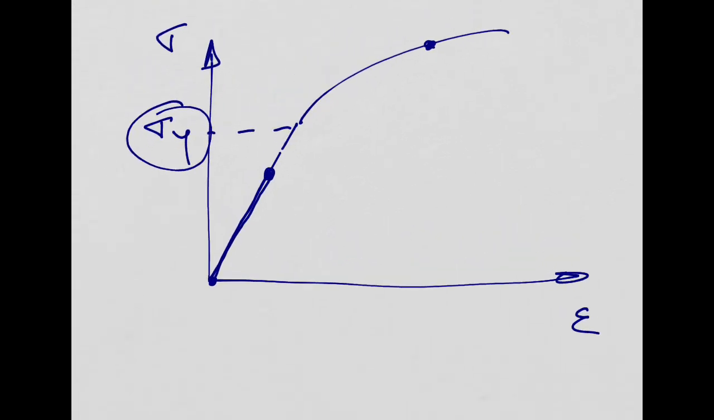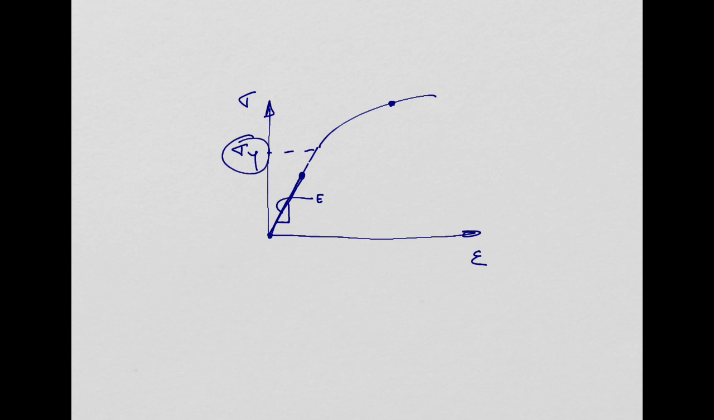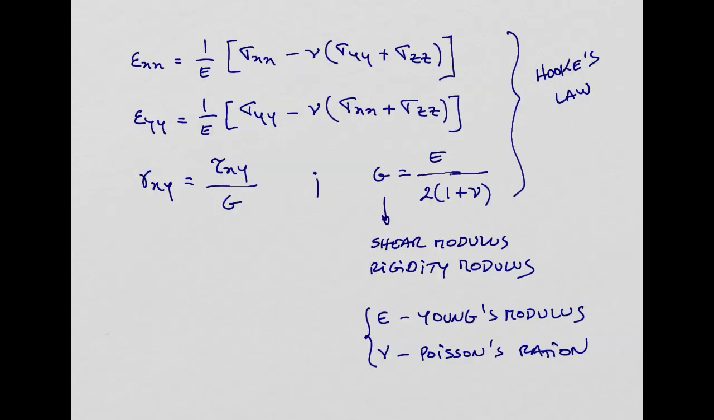So no permanent strain in the material. From this figure here, I can tell you another thing. The slope of this elastic domain is the Young modulus. So you measure the Young modulus by getting the slope of this line in the elastic domain. Right. So let's come to these equations here.